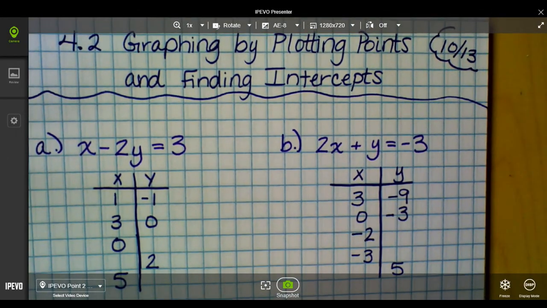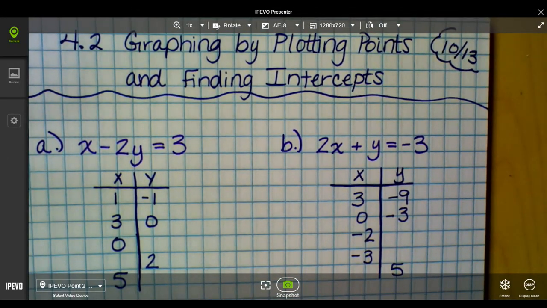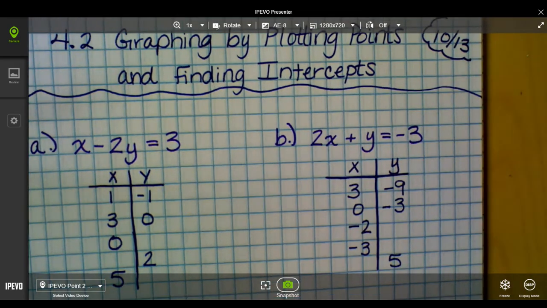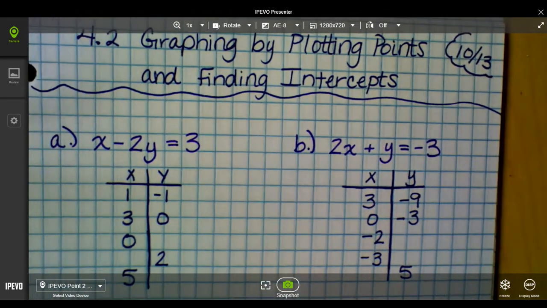Okay, so welcome to 4.2. This is graphing by plotting points and finding intercepts. So take a second and pause this and just write down these two equations. And this should be looking a little bit familiar to what you just watched in the other video.